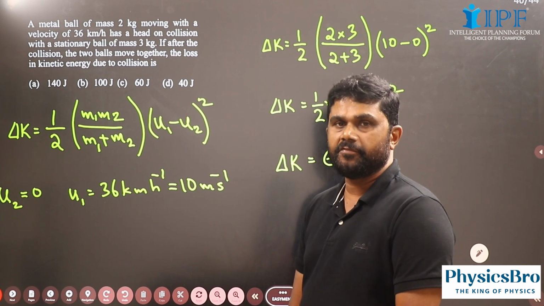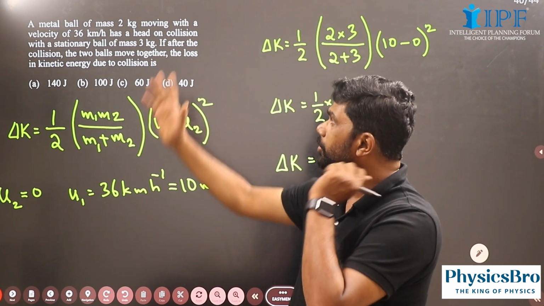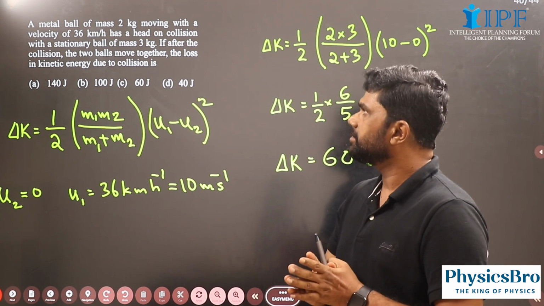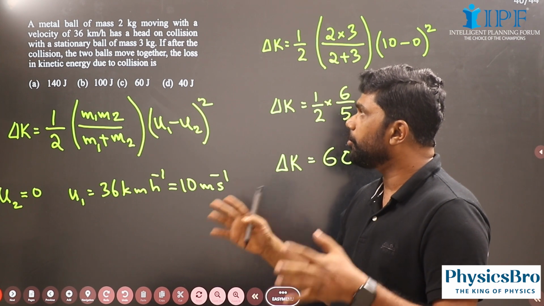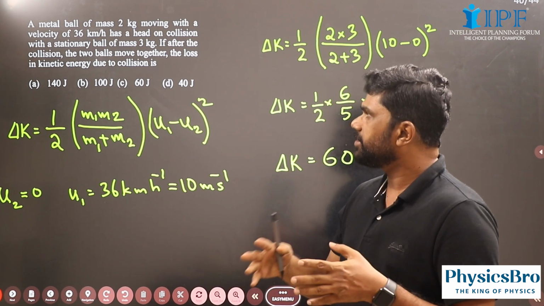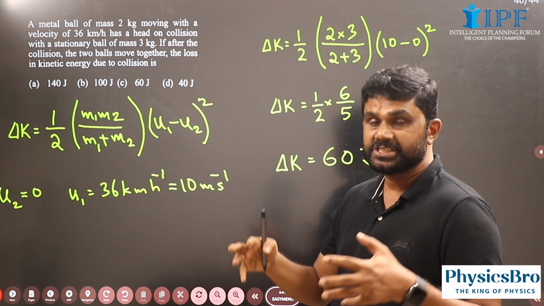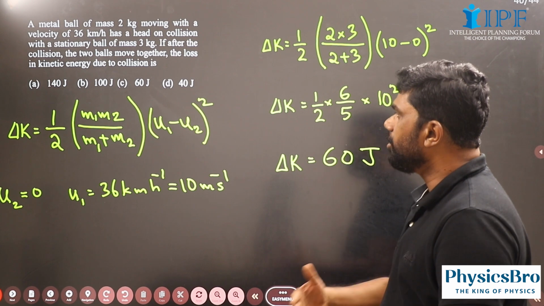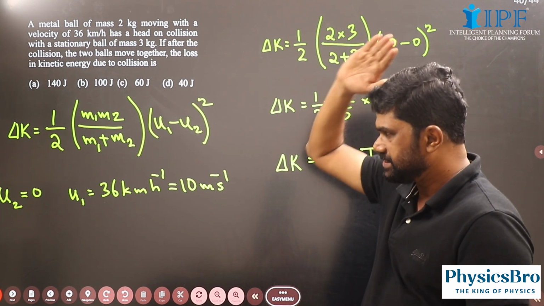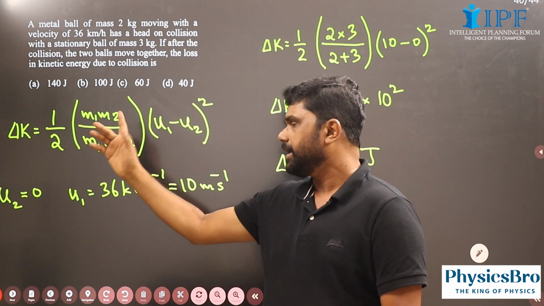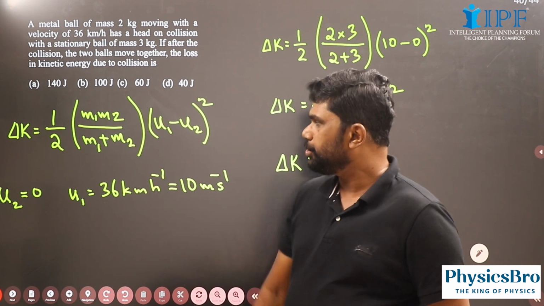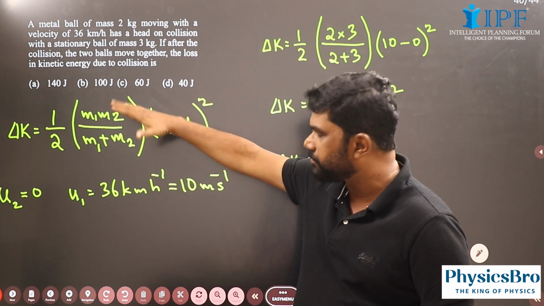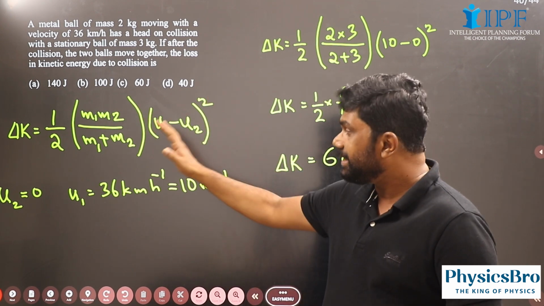Now see, we have a really beautiful question. A metal ball of mass 2 kg moving with a velocity of 36 km per hour, means 10 meter per second, has a head-on collision with a stationary ball of mass 3 kg. Okay, if after collision the two balls move together, means after collision they stick together and the combined mass moves with a common velocity, the loss in kinetic energy due to collision is delta K equal to half m1 m2 divided by m1 plus m2 into u1 minus u2 whole square. Okay, see, you can enjoy the beauty of this formula. See, and this is really beautiful.